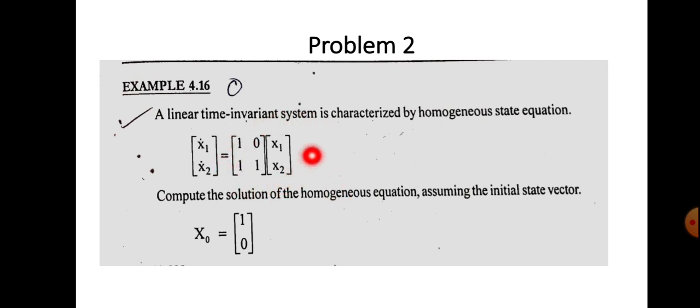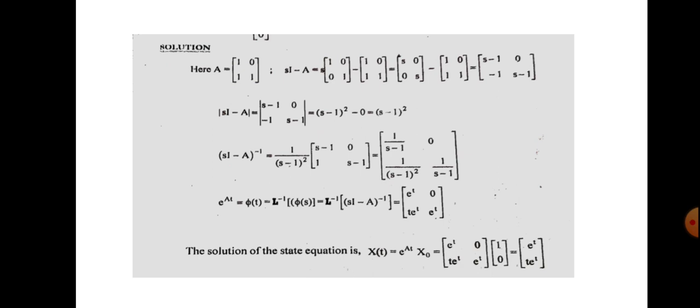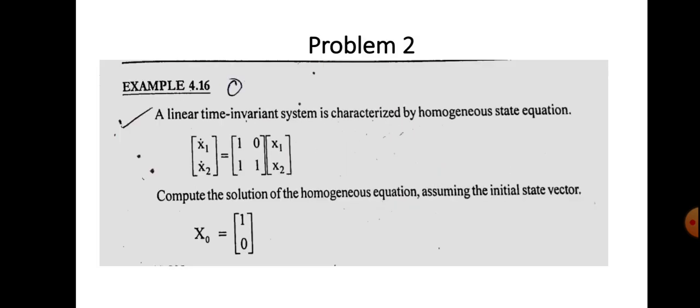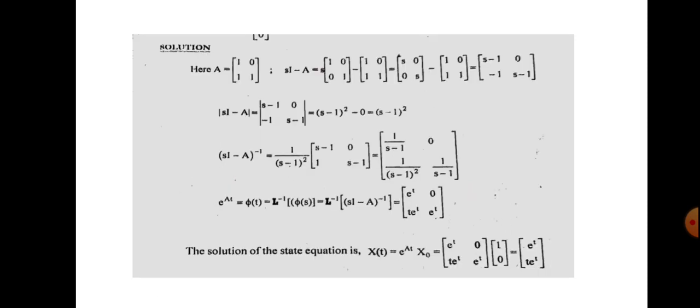In the case of a homogeneous equation, the solution will be x of t equal to e raised to at into x0. x0 is given in the question. You want to find out e raised to at. So e raised to at means the state transition matrix. Here A is given, so you can find e raised to at. To find e raised to at, we take the matrix SI minus A and its inverse. We know that e raised to at is equal to phi of t, that is equal to L inverse of phi of s, which is L inverse of SI minus A, all inverse. So we need this quantity, and only then will we get e raised to at.